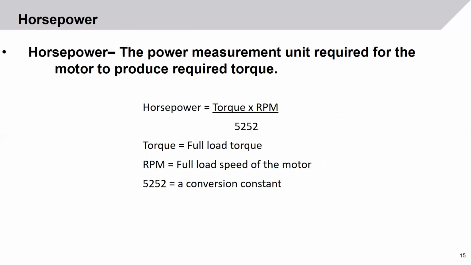One unit of measurement for motors is the horsepower, and the horsepower is the power measurement required for the motor to produce the required torque. So it is the output of the motor. Horsepower is defined as torque times the RPM divided by 5252. Now the torque is going to be the full load torque, so whatever is required to move the load. The RPM is the full load speed of the motor, whether it's 3600, 1800, 900, and so forth. And then 5252 is a conversion constant in the electrical world.